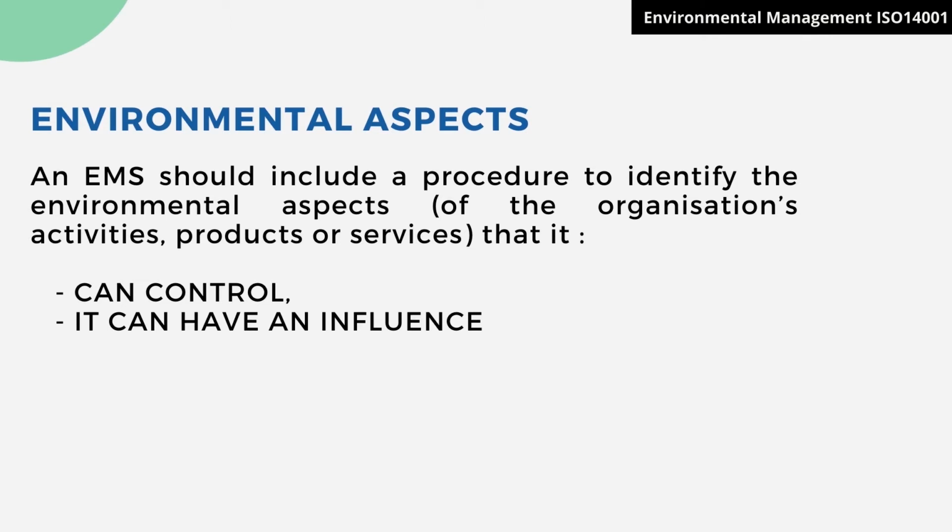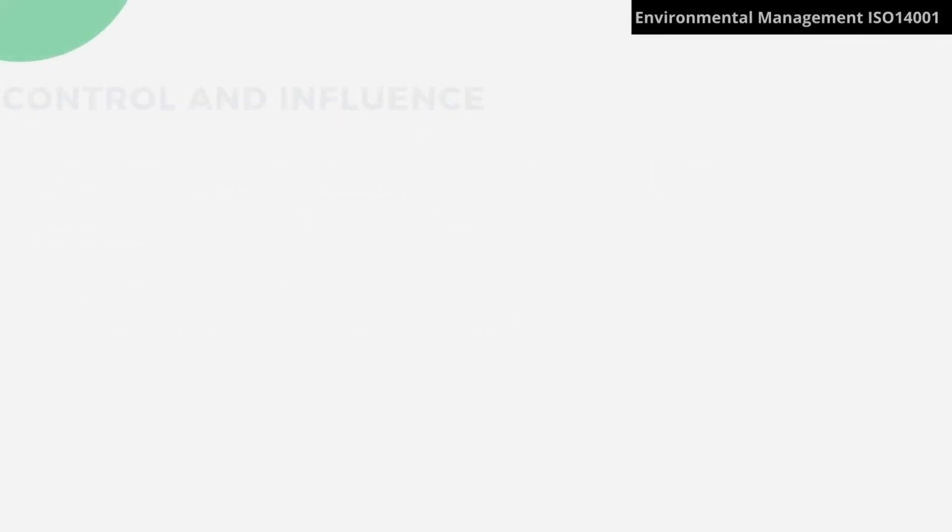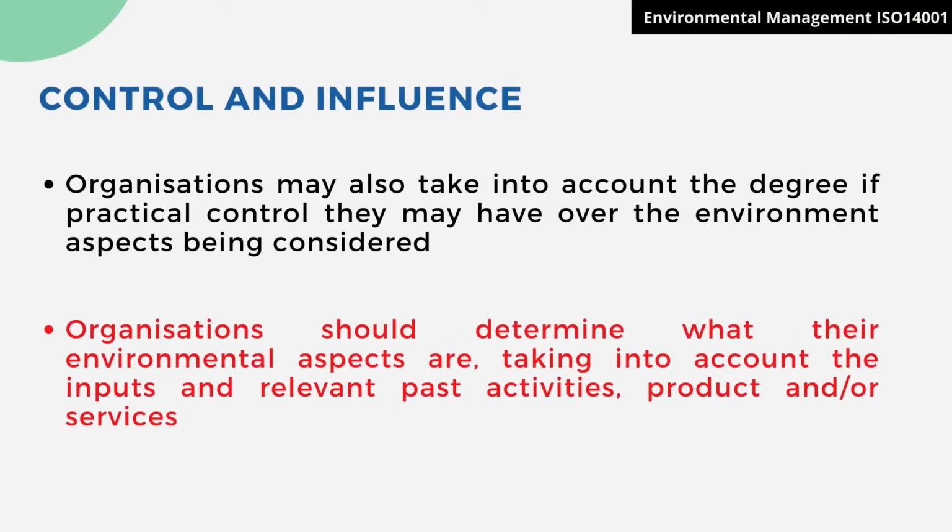That is, what it can control and what it can influence. Control and influence. Organizations may also take into account the degree of practical control they may have over the environmental aspects being considered. Organizations should determine what their environmental aspects are, taking into account the inputs and relevant past activities, products or services.